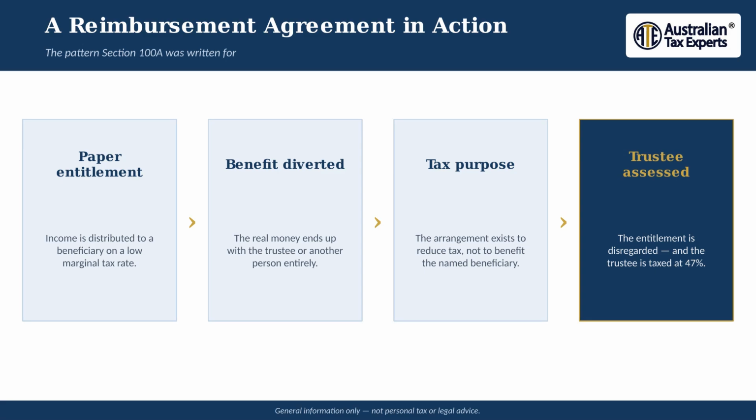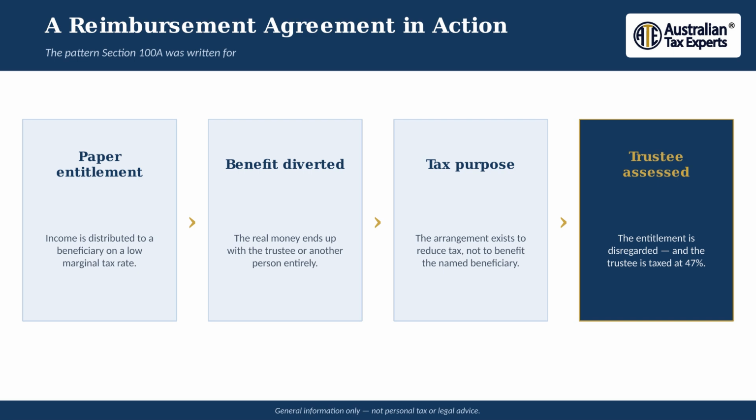Here is the pattern the provision was written for, in 4 steps. Step 1. The paper entitlement. Trust income is distributed to a beneficiary on a low marginal rate, an adult child at university, a retired parent, a company with losses. Step 2. The benefit is diverted. The beneficiary never really receives the money. It is paid to, lent to, or simply kept by the trustee or another family member.